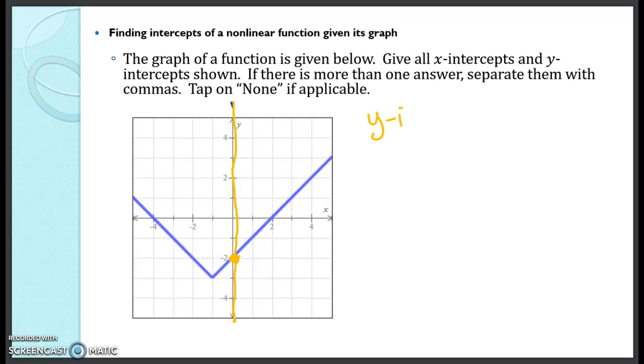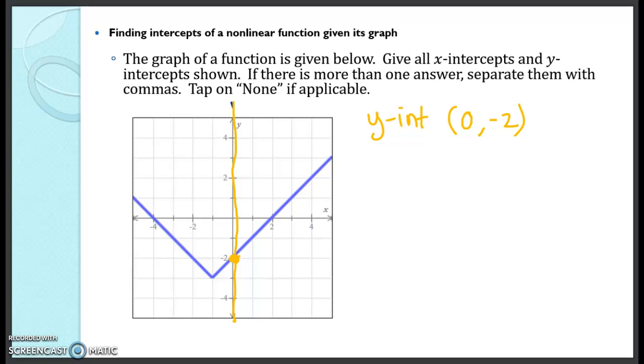The y-intercept, which is also sometimes written as y-int, is at what point? Always going to put a point here. Well, our x value is always going to be 0, and our y value is -2 there, right? Because if it's a y-intercept, why is our x value always 0? Because that's what the x value is at the y-axis.